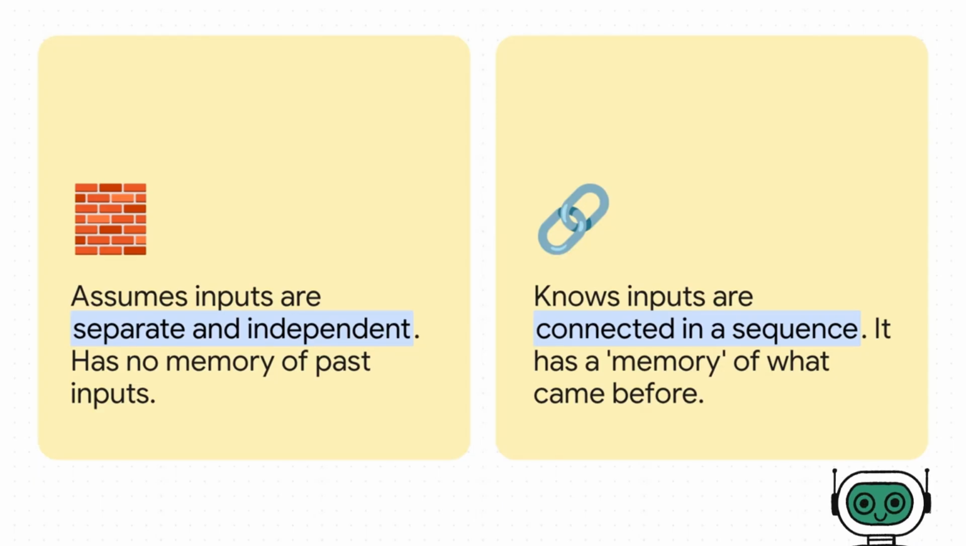Okay, so let's start with the basic problem. A standard neural network, well, it has a bit of amnesia. It treats every single input as a brand new event, completely separate from whatever it just saw. There's no memory. A recurrent neural network, or RNN, is built to fix this. It's designed with the assumption that inputs are connected, that they're part of a series. It actually carries information from one step to the next. And that is the key problem they solve, giving networks a memory.